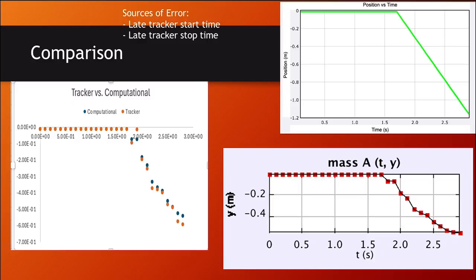Comparison of results. As you can see below, both of the models indicate a downward sloping curve after a period of no vertical movement, indicated by the horizontal line at the beginning. This is a result of the net forces on the slinky in the y direction. The computational model and observational model are somewhat similar, but not exactly the same. Some sources of error that could contribute to this are the early start and late stop time of my own tracking of the motion of the slinky.